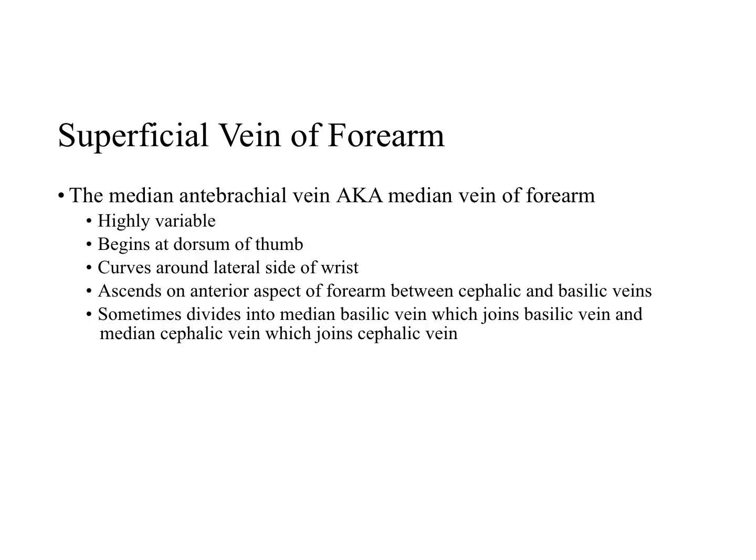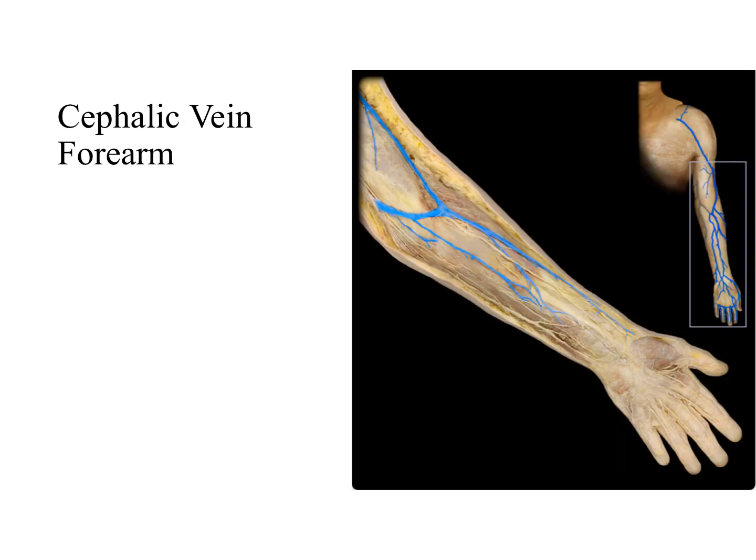The median antecubital vein is otherwise known as the median vein of the forearm, and it is highly variable. It begins at the base of the dorsum of the thumb, it curves around the lateral side of the wrist, and it ascends in the middle of the anterior aspect of the forearm between the cephalic and the basilic veins. Sometimes it divides into a median basilic vein, which then joins the basilic vein, and a median cephalic vein, which joins the cephalic vein. This diagram is illustrating the cephalic vein in the forearm.